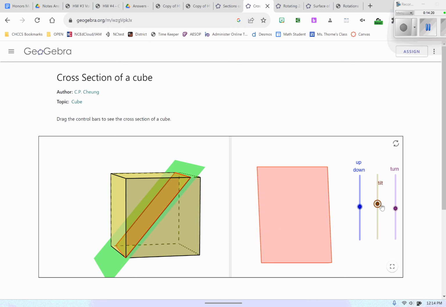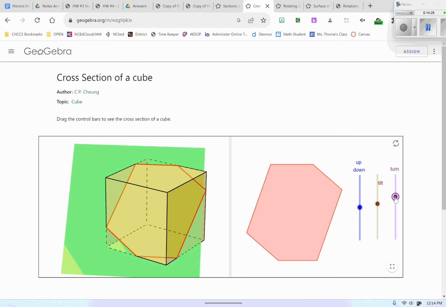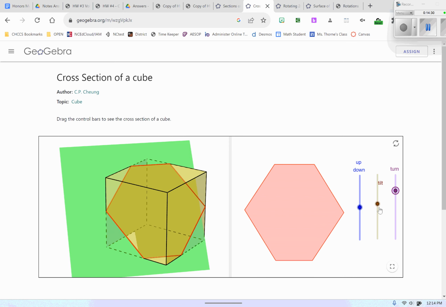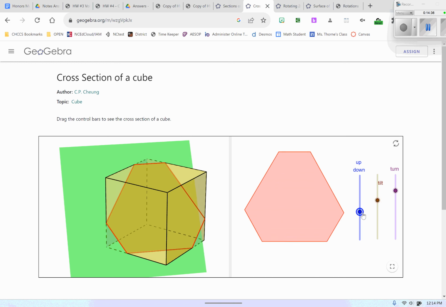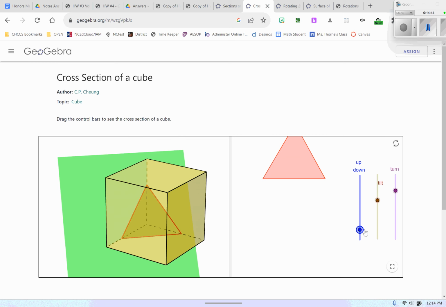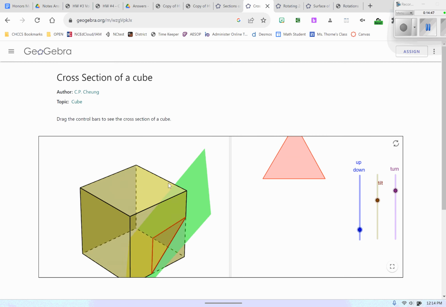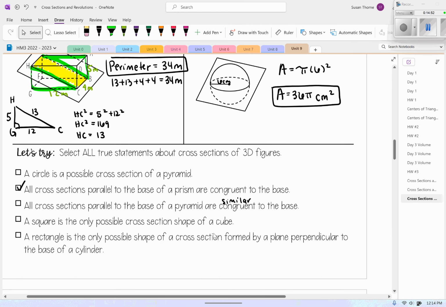Let's see if I can get this to move and turn it some. If we turn it some, notice we're now getting other shapes. Now we have what appears to be a hexagon. Again, we can tilt and move that shape around. We can get a triangle shape right there. So again, we know that that is not true. We can get lots of shapes: a triangle, a square, a rectangle, a hexagon, and I think a pentagon.